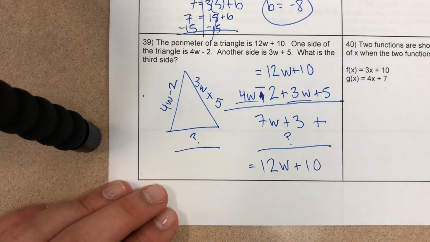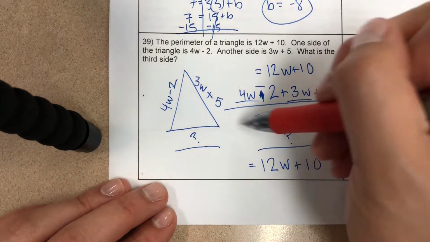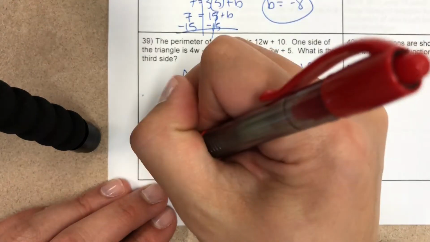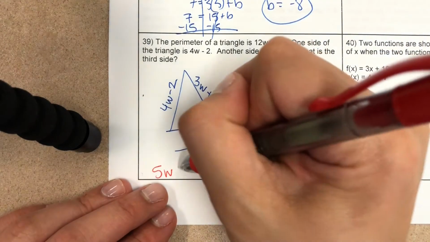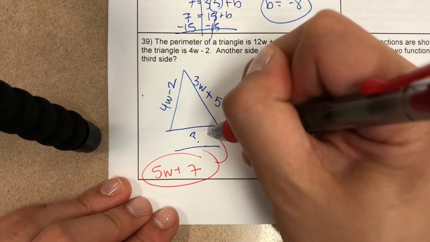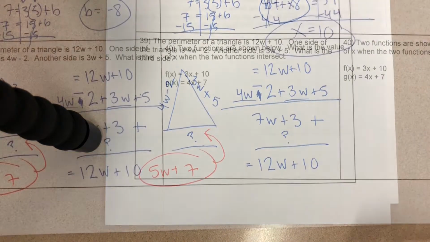So what I need to figure out is 7w plus what will equal 12w. We know that's going to be 5w. And then 3 plus what is going to give me 10? That's going to be 7. So my missing third side for the triangle is going to be 5w plus 7.